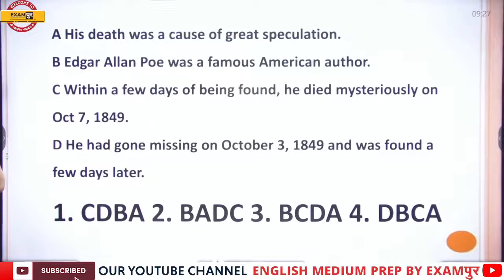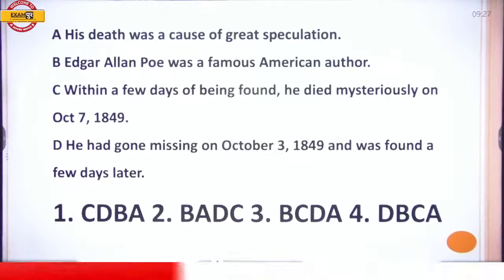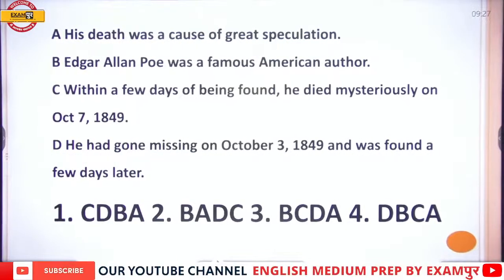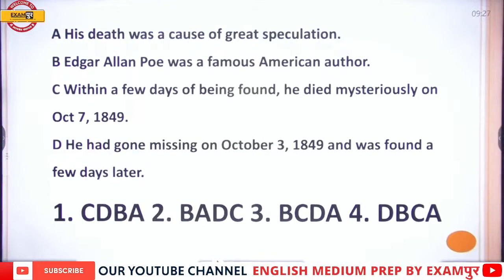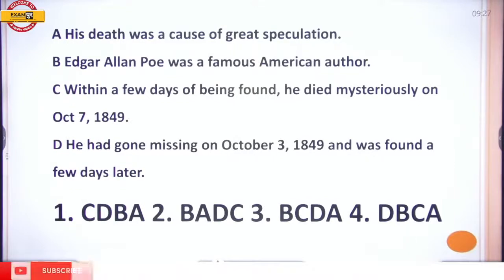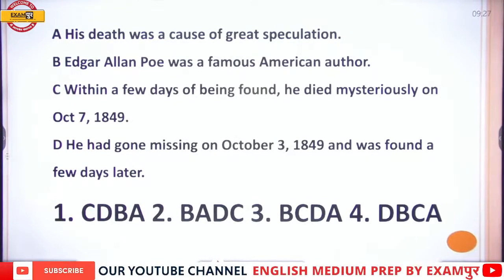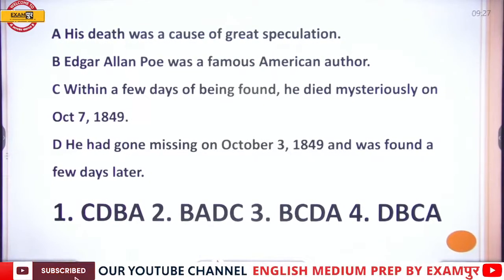His death was a cause of great speculation. Edgar Allan Poe was a famous American author. Within a few days of being found, he died mysteriously in October 1849. He had gone missing on October 3, 1849, and was found a few days later. Solve this question.